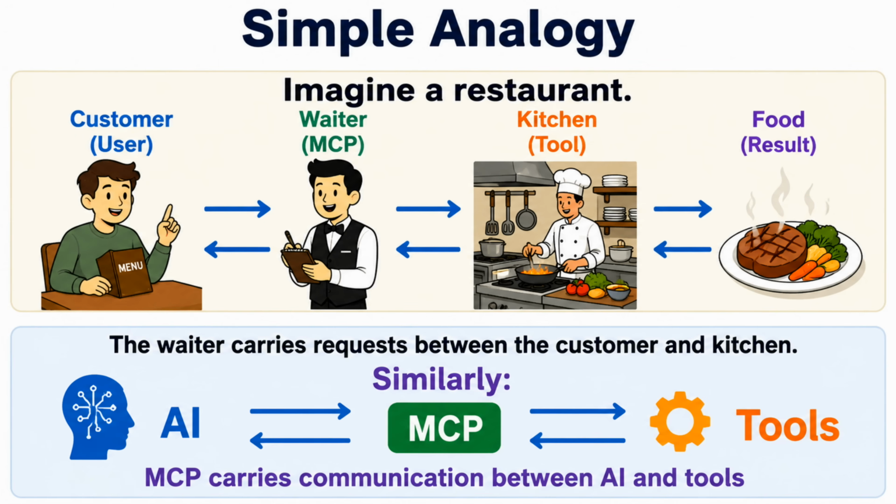Now we will see a simple analogy. Imagine a restaurant. Customer is equivalent to user. Waiter is equivalent to MCP. Kitchen is equivalent to tool, food is equivalent to result. The waiter carries a request between the customer and the kitchen. Similarly, MCP carries communication between AI and tools.